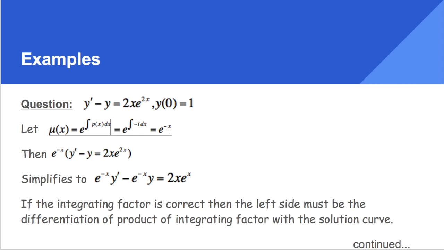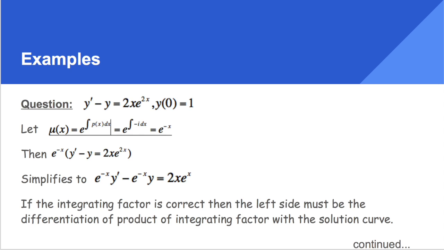To solve this differential equation, y prime minus y equals 2x times e to the power of 2x, with an initial condition y of 0 equals 1. First, we find the integrating factor, which is e to the power of the integral of p of x dx, where p of x is equal to negative 1. Therefore, the integrating factor, mu of x, is equal to e to the power of negative x.